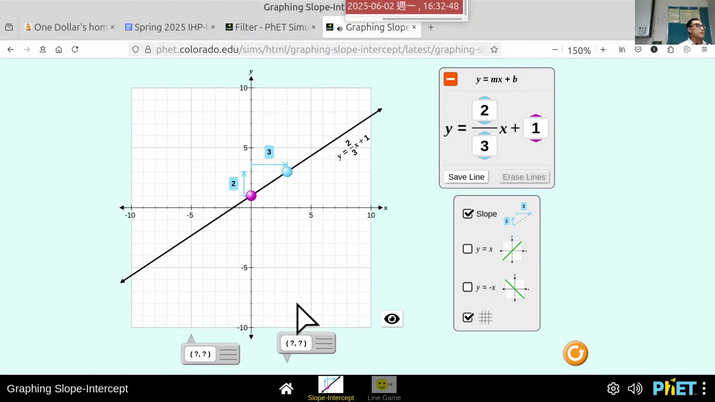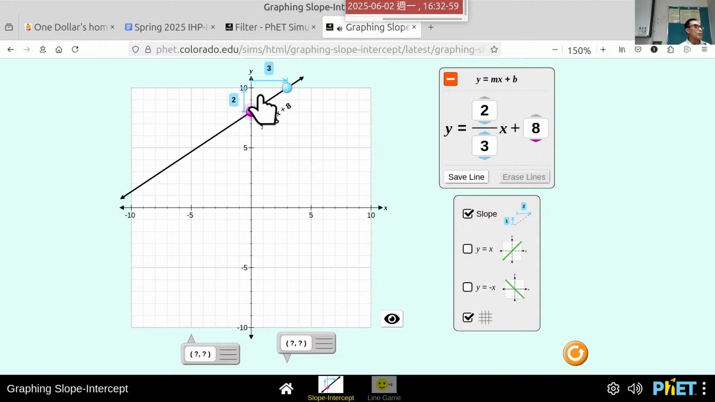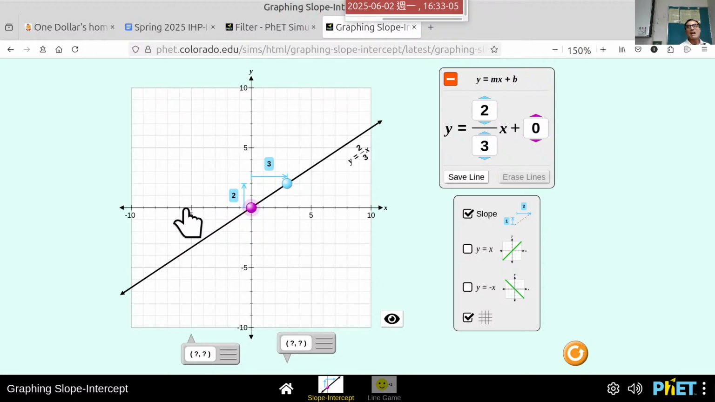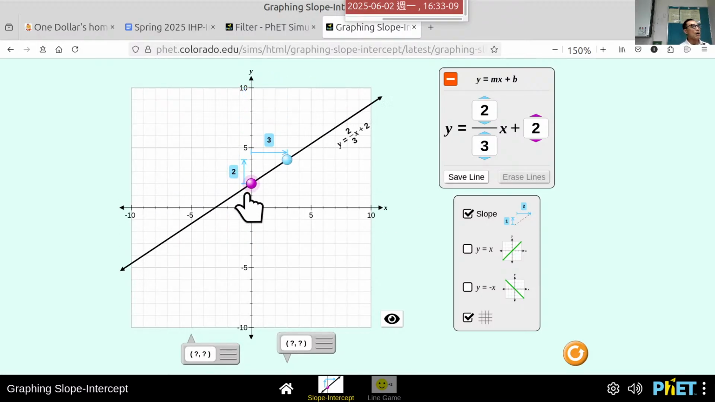Here is the best concept to understand this. When we change the purple ball, we can move it up, move it down, move it up, move it down. But you cannot move it to the left or to the right. You can only move it to the upside or downside.